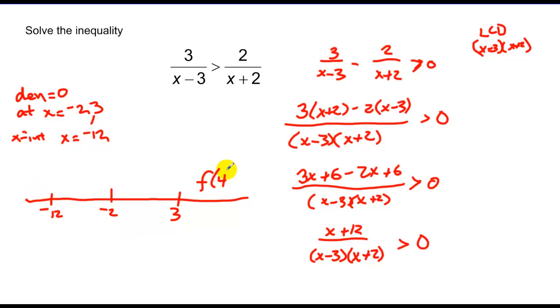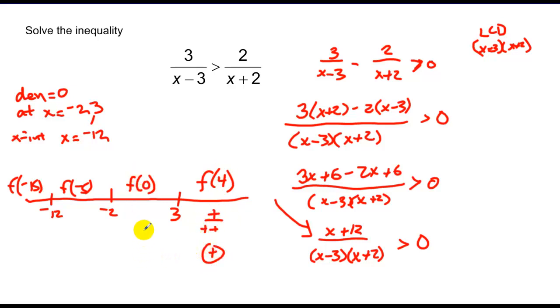So test at 4, 0, negative 5, and negative 15. And I'm going to plug all these numbers into this equation down here. When I plug in a positive 4, I get a positive over 2 positives, which is a positive. When I plug in a 0, I get a positive over a negative and a positive, which is a negative. When I plug in a negative 5, I get a positive over a negative and a negative, which is a positive. When I plug in a negative 15, I get a negative over 2 more negatives, which ends up being a negative.